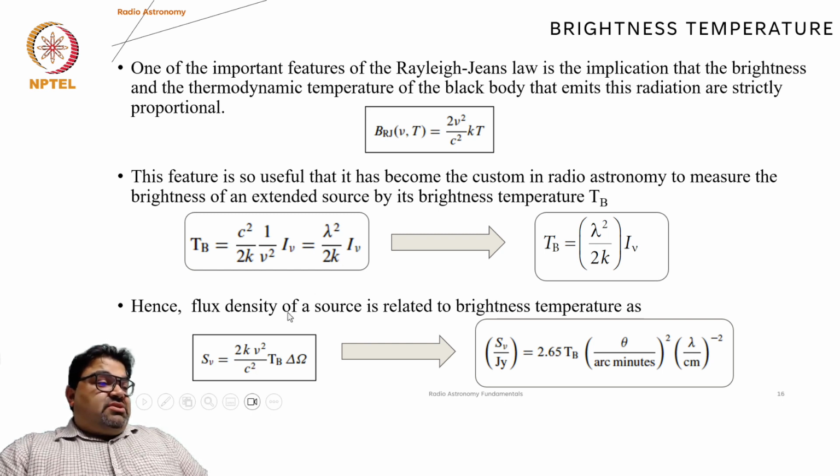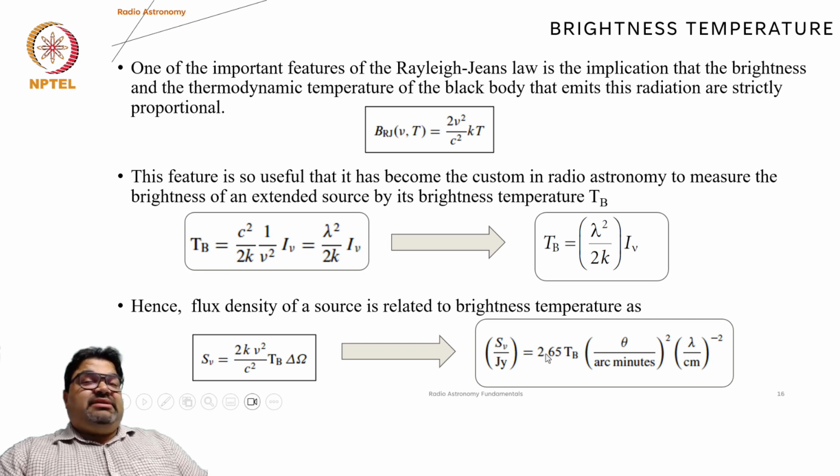For a source with a flux density S nu, this can be written in terms of the brightness temperature as well as the size of the object. So the flux density in Jansky can be expressed as 2.65 times the brightness temperature in Kelvin, times the extent of the source theta in arcminutes squared, times lambda to the power minus 2, with lambda in centimeters.